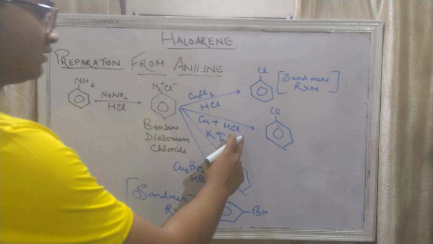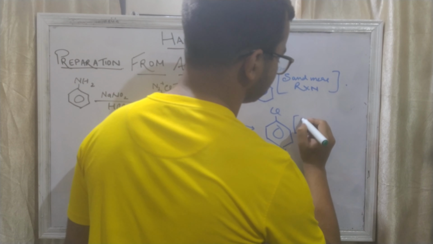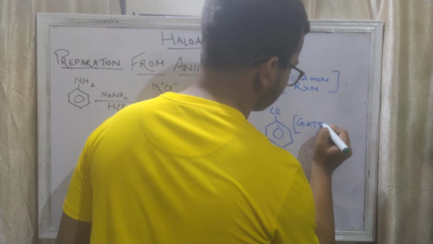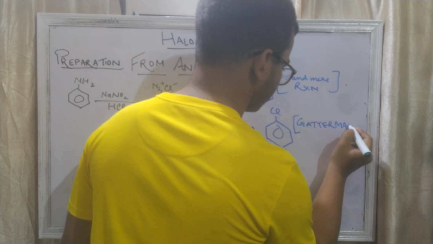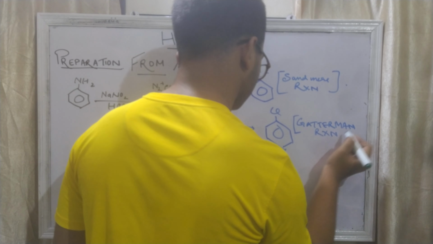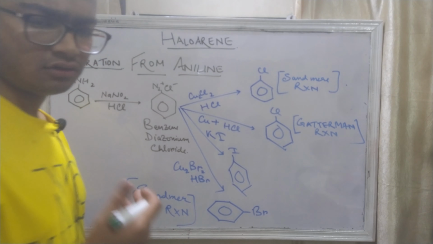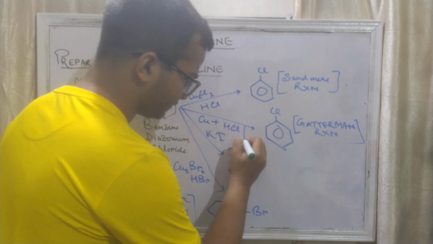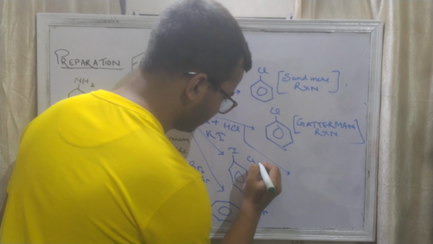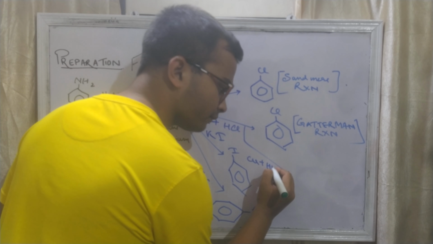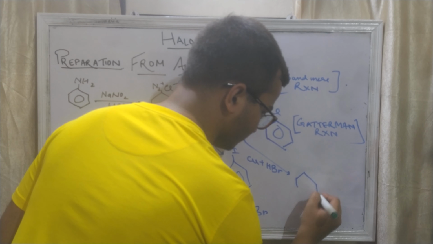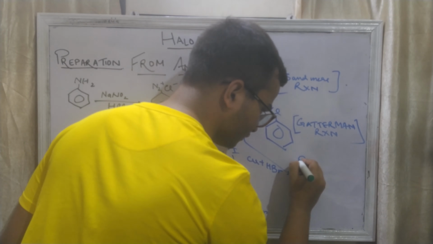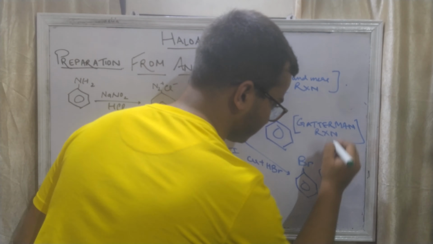Okay. This one is called your Gattermann reaction. And this one has not got any specific name, so leaving it as it is. Now in Gattermann reaction, if you want to perform the bromination also, you can do this. So let's make a branch and write here, because I am lacking space. You take Cu plus HBr, you get bromobenzene. This one is also your Gattermann reaction.